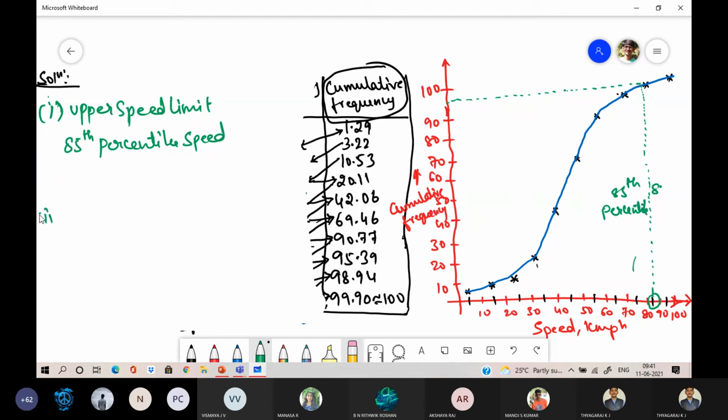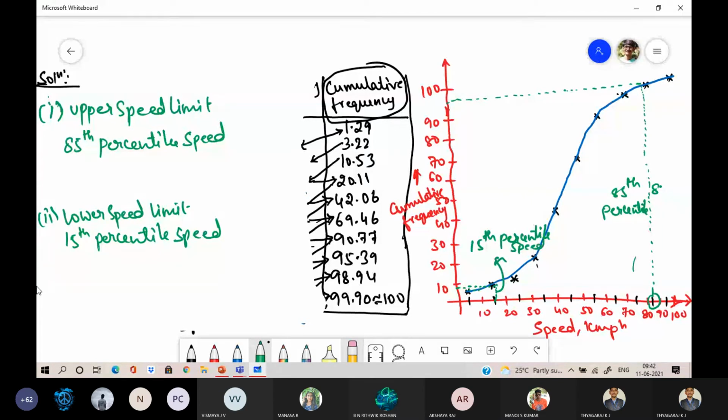Then the second one, lower speed limit. That is the 15th percentile. You should remember that in the exam they may not give the percentile speed. They will give the upper speed limit and lower speed limit. The upper speed limit will be the 85th percentile. The lower speed limit will be the 15th percentile. So draw a line and project it. This will be the 15th percentile speed.